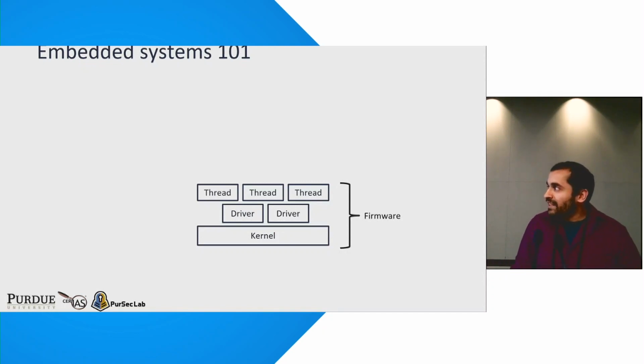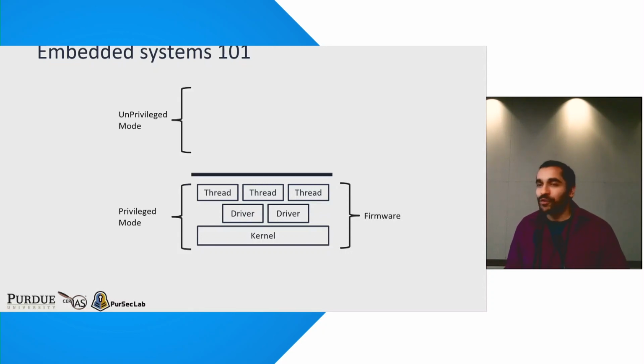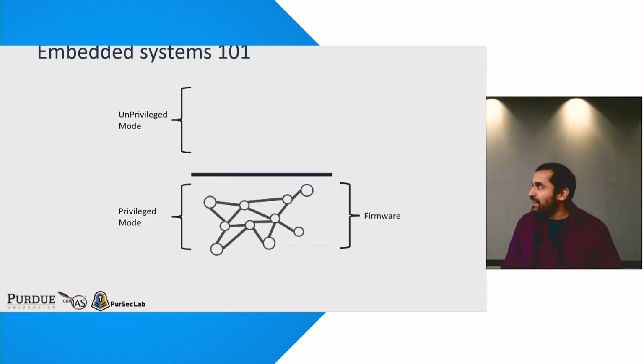Now, because these are low power systems and people want to get the best bang for their buck, privilege separation or doing context switches is very expensive. So what embedded system developers do is that instead of putting everything in different modes, they put everything in the same privilege mode. Even though logically we have different components in the system, in reality, everything is able to access everything in the system.